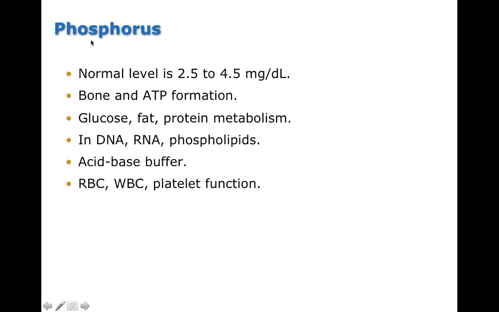So talking about phosphorus as an electrolyte in the body, normal levels of phosphorus in the bloodstream are about 2.5 to 4.5 milligrams per deciliter. Now we know that phosphorus is involved with bone and ATP formation, because remember we said that calcium phosphate minerals are the hydroxyapatite of bone. And phosphate is also important in ATP, right? It's adenosine triphosphate. It's therefore also involved with glucose, fat, and protein metabolism. It's a component of DNA, RNA, and phospholipids. It plays a role in acid-base buffering, and also in red blood cell, white blood cell, and platelet function. So you can imagine that if your phosphate levels are too low, you'd see a dysfunction in all of these essential mechanisms of your body.